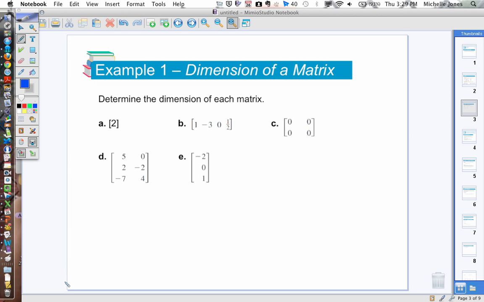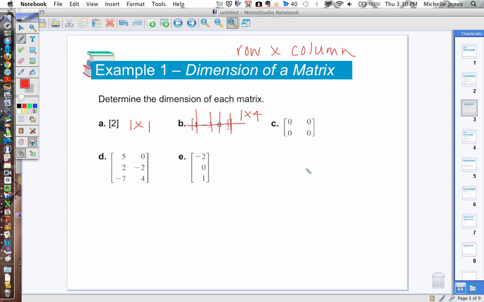So here are a few problems where we can define the dimensions of our matrix. If you want to pause this and write these down, go right ahead. If you look at the first one, you have a matrix that's defined just by the number 2. So this matrix is actually a 1 by 1 matrix. You have 1 row, 1 column. Our next matrix has 1 row, but 4 columns. So this is a 1 by 4. Remember, it's row by column.